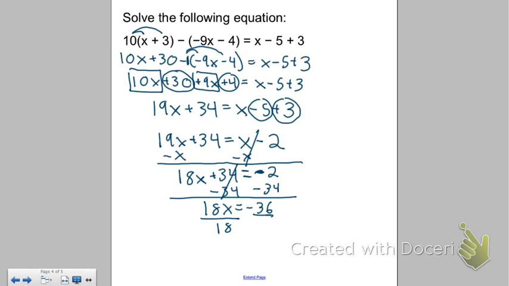Now my last step is to divide by 18. 18 divided by 18 cancels out. I'm just left with x equals negative 36 divided by 18 is equal to negative 2. So I have x equals negative 2.